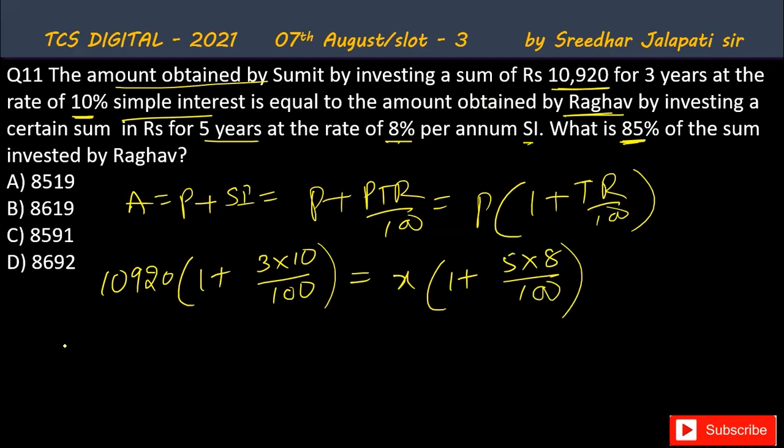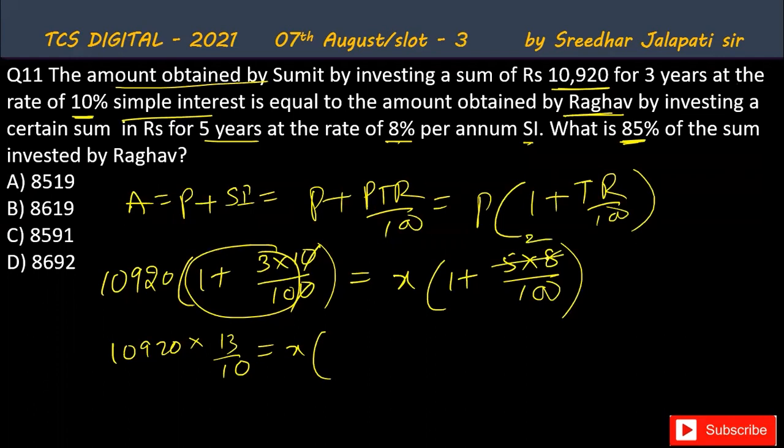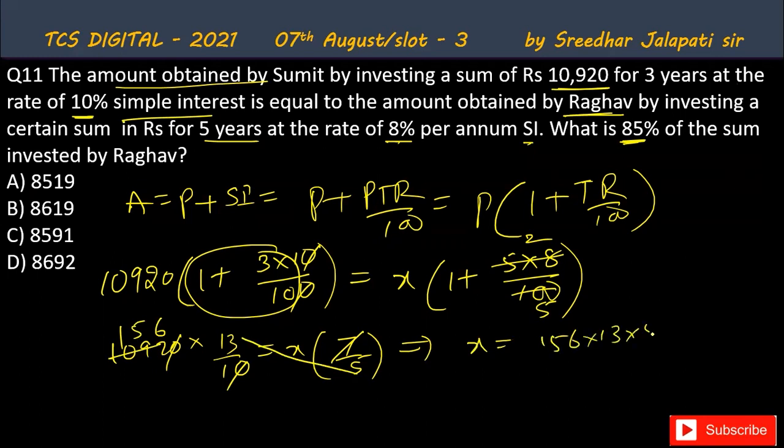Right? Now on further simplifying, 0 0 cancel here. This becomes 1 plus 3 by 10 is 13 by 10. So 10,920 into 13 by 10 is equal to X into, if I simplify 5 8s 40, 40 by 100 is 2 by 5. So 1 plus 2 by 5 is 7 by 5. This on further simplification, again 0, 0 get cancelled here. And if I cancel this with 7, 7, 1, 7, 3 remainder 39, 7, 5 is 35, 4 remainder 42, 7, 6 are 42. So in cross multiplication, this 5 goes here. So x is equal to 156 into 13 into 5, right?